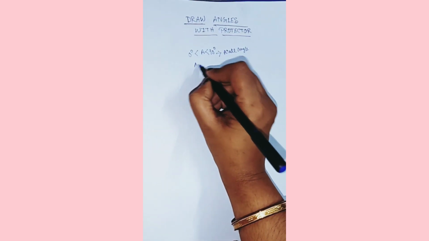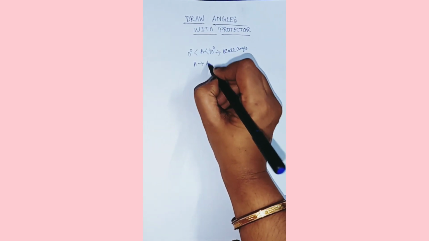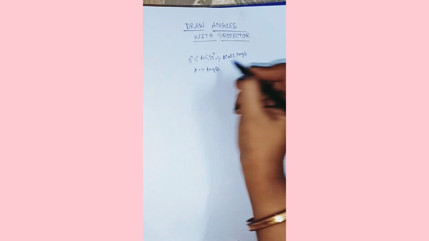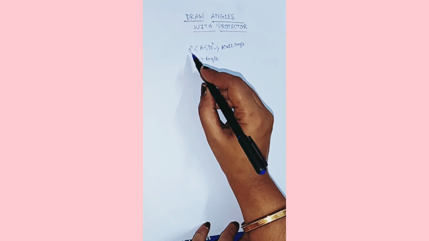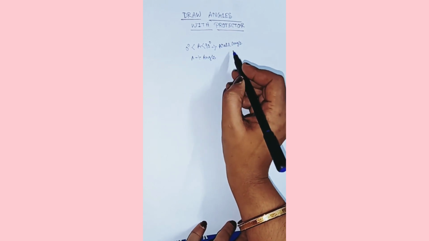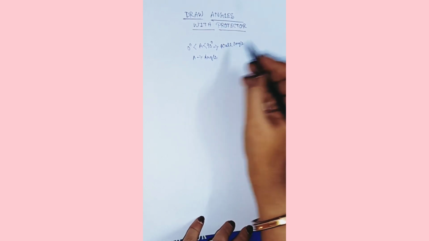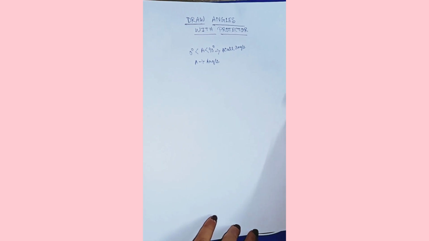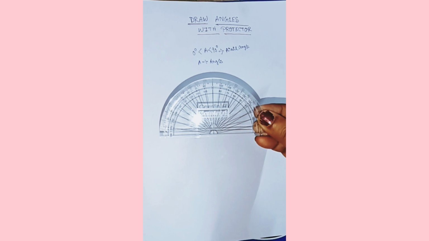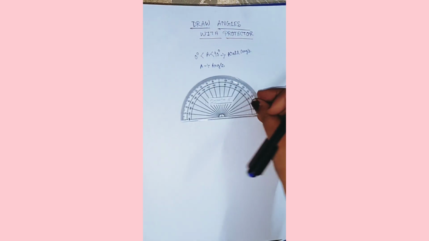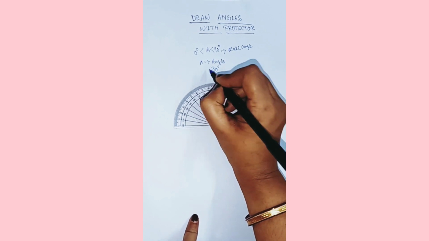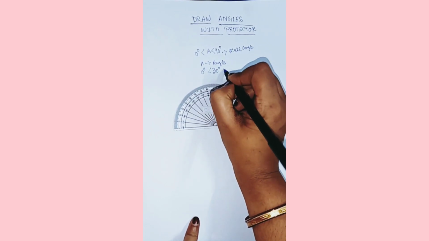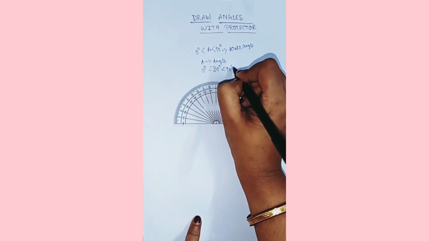Here A is denoted as the angle. The acute angle is the angle which is greater than 0 degree and less than 90 degree. Now I am going to draw the angles with the protractor. In the geometry box, that is called the protractor. Now I draw 30 degree. 30 degree is greater than 0 degree and less than 90 degree.